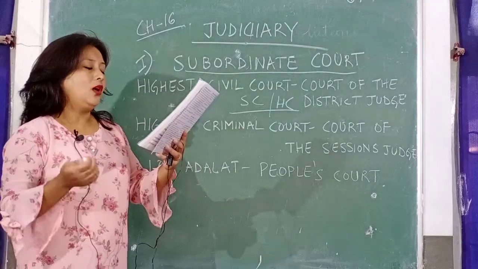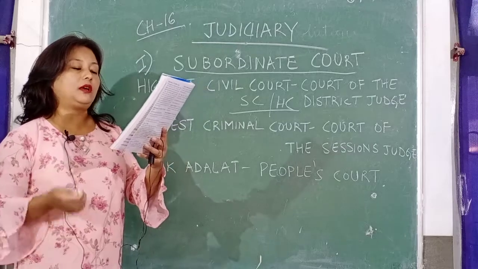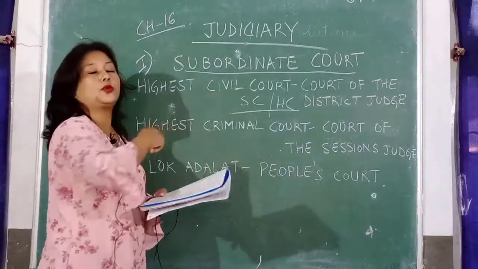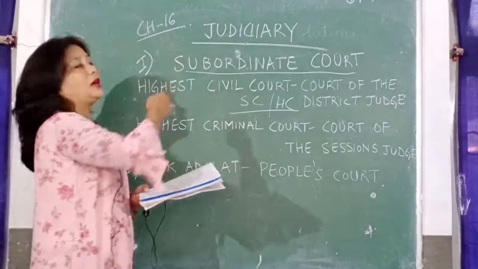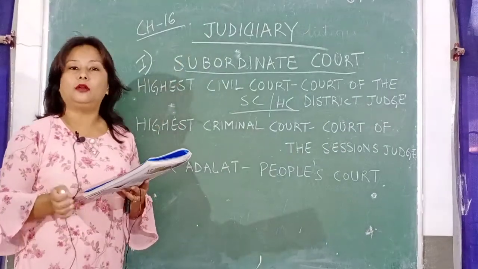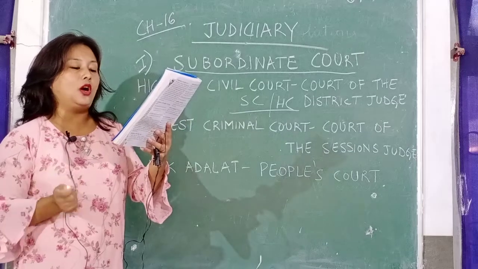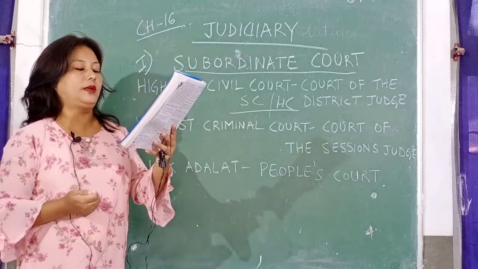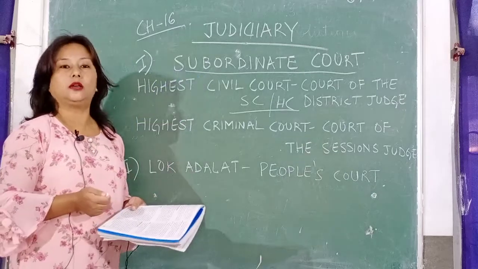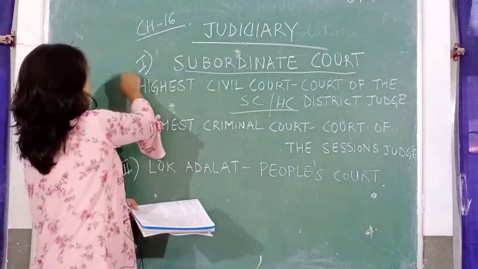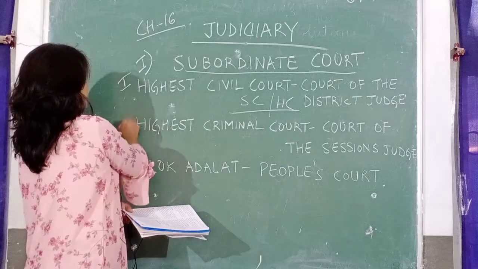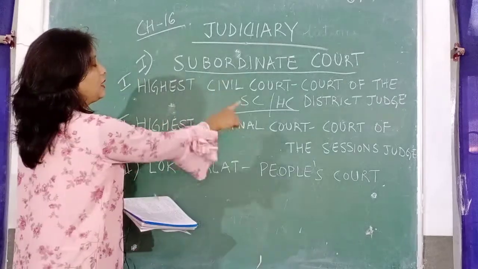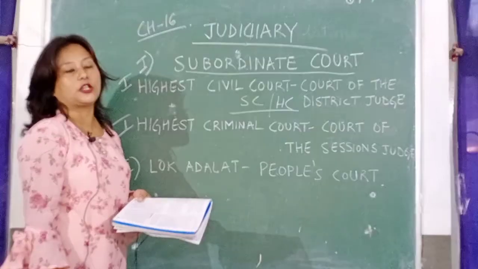Now, all the courts which are inferior or lower in status to the High Court and the Supreme Court are called your subordinate courts or your lower level courts. Is it clear? So the court of the district judge and other courts below it in rank are called the subordinate courts. Here there are basically two types of subordinate courts. One is called the court of the district judge. The other one is called the court of the sessions judge.